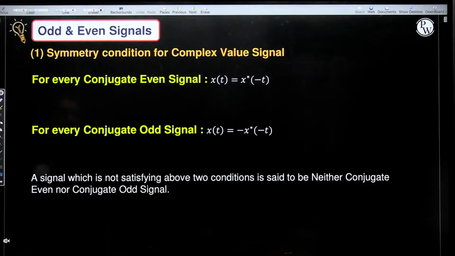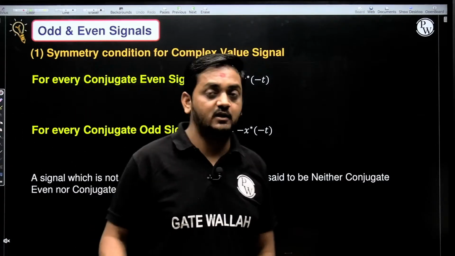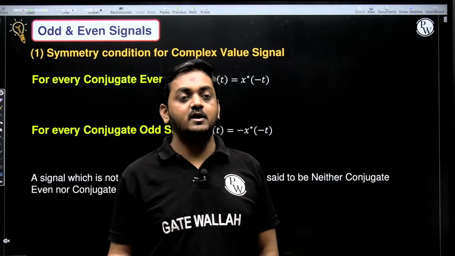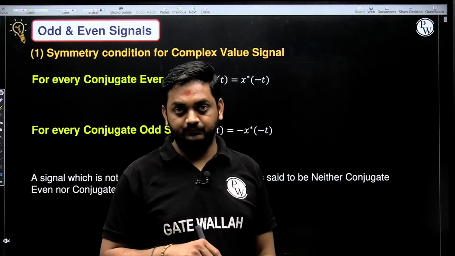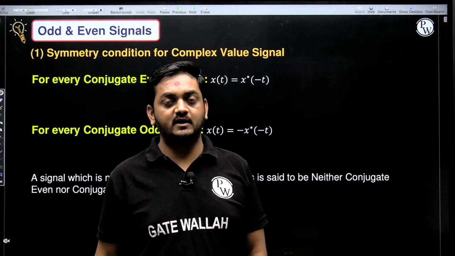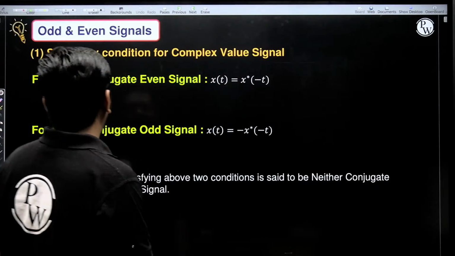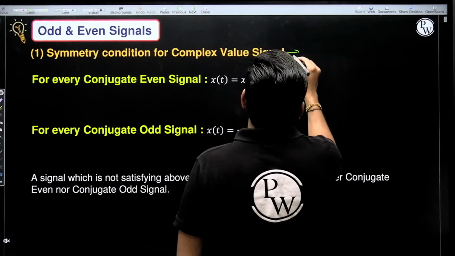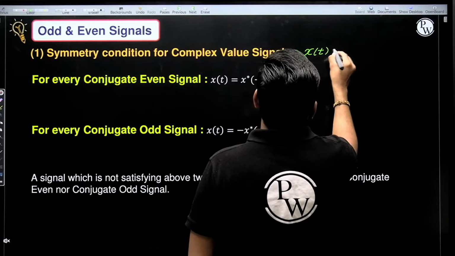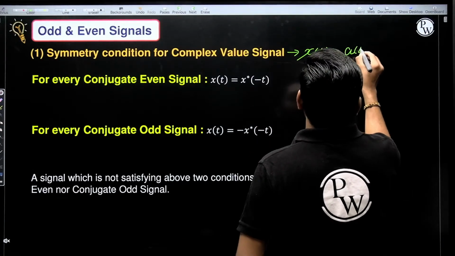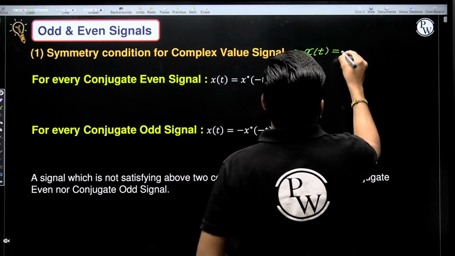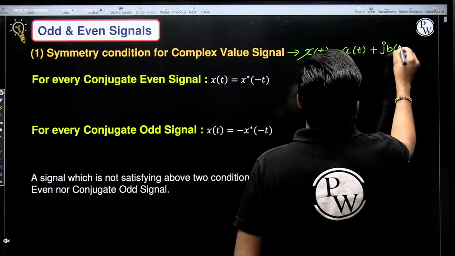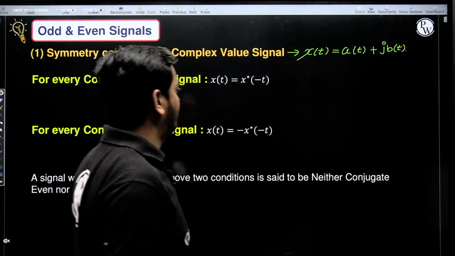Now next, symmetry condition for the complex value signal. Suppose x of t is a complex value signal. Then what about the symmetry condition? Till now we have seen the symmetry condition for the pure real and pure imaginary value signal. But suppose complex value signal is there, then what is the symmetry condition? Let us consider x of t is a complex value signal. Complex value signal means x of t is equal to a of t plus j b of t. Let us consider this is a complex value signal.